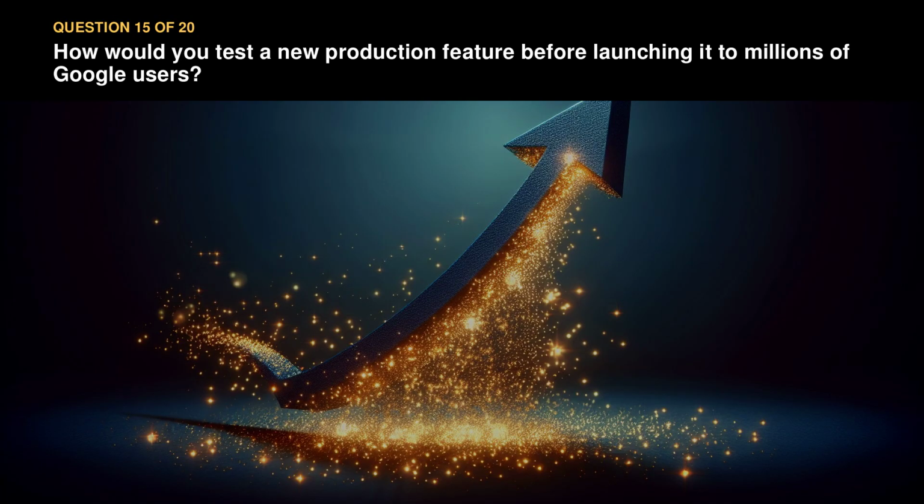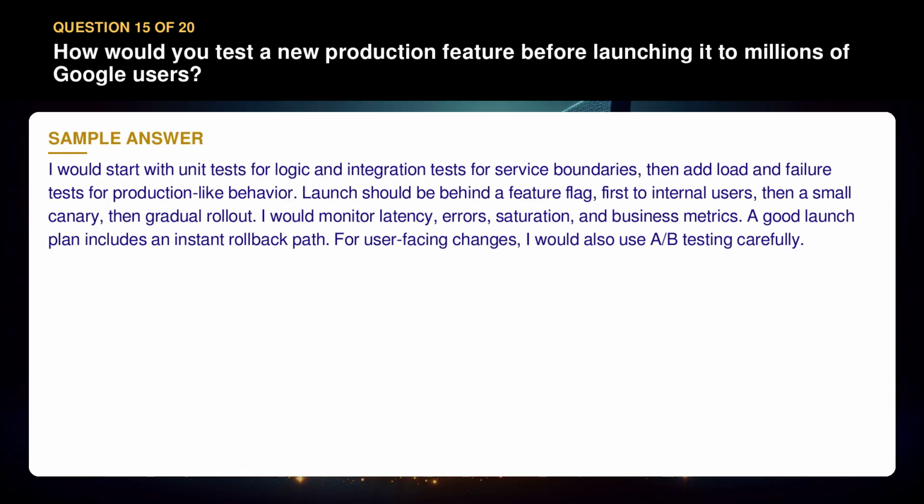Question 15. How would you test a new production feature before launching it to millions of Google users? I would start with unit tests for logic and integration tests for service boundaries. Then add load and failure tests for production-like behavior. Launch should be behind a feature flag, first to internal users, then a small canary, then gradual rollout. I would monitor latency, errors, saturation, and business metrics. A good launch plan includes an instant rollback path.